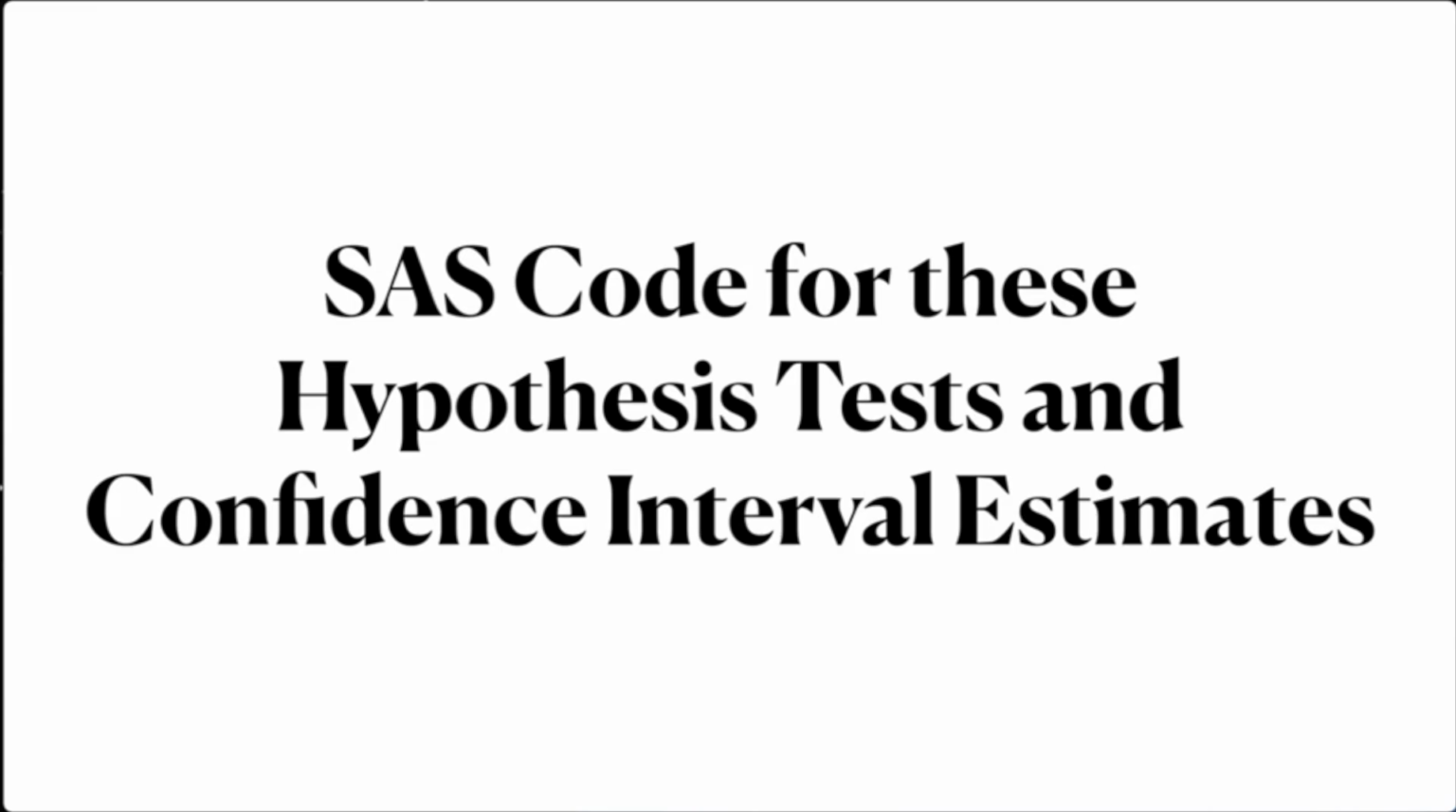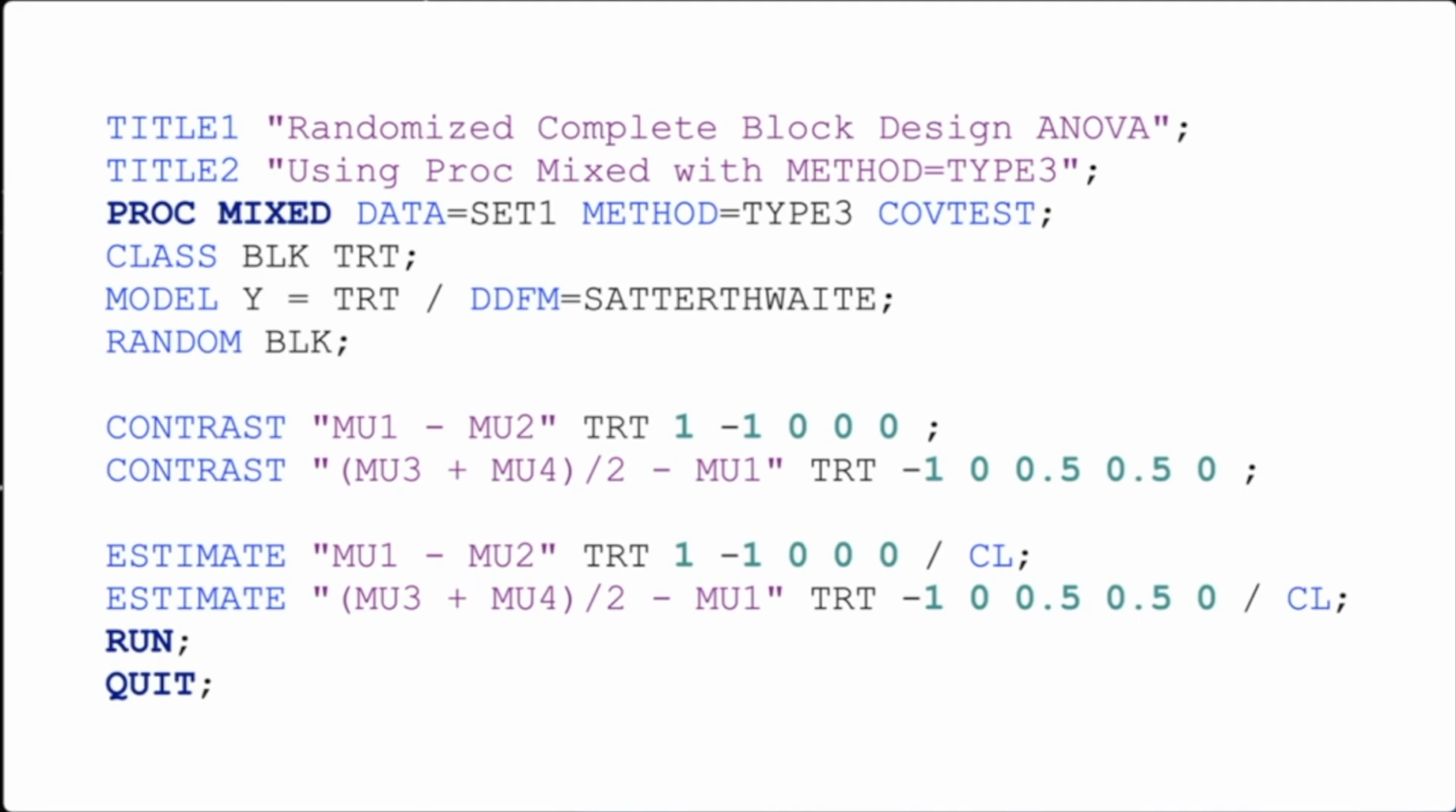All right, now the next thing we're going to look at is SAS code that we could use to perform these hypothesis tests and also to construct the confidence intervals for these linear combinations. Here is a snippet of SAS code using proc mixed. You've seen some of this code before, in particular when we did the analysis back in example 3.1. But notice that I've added an option on the model statement, the denominator degrees of freedom option, the DDFM option, and I'm telling it to use the Satterthwaite approximation.